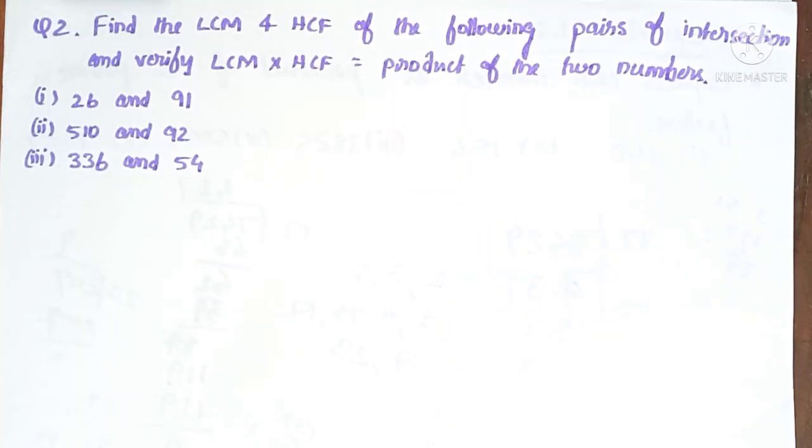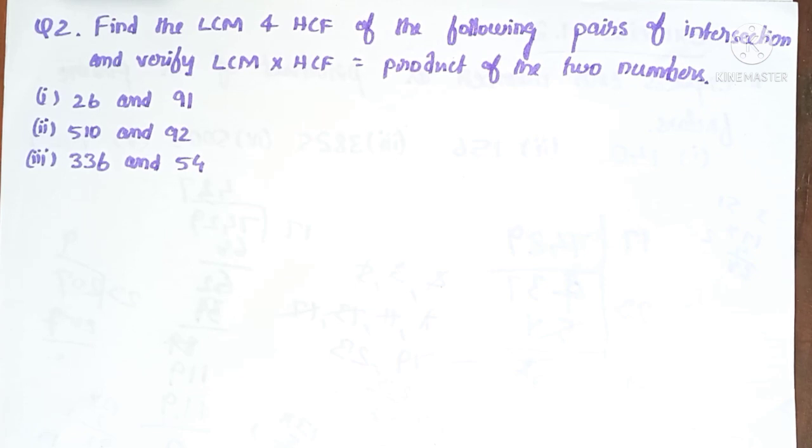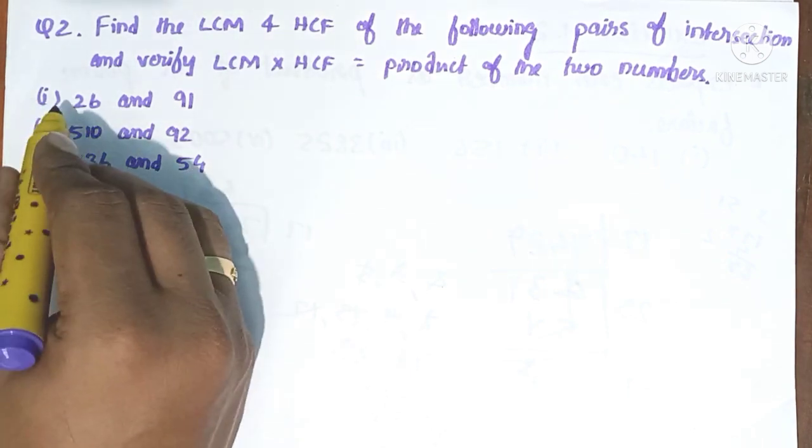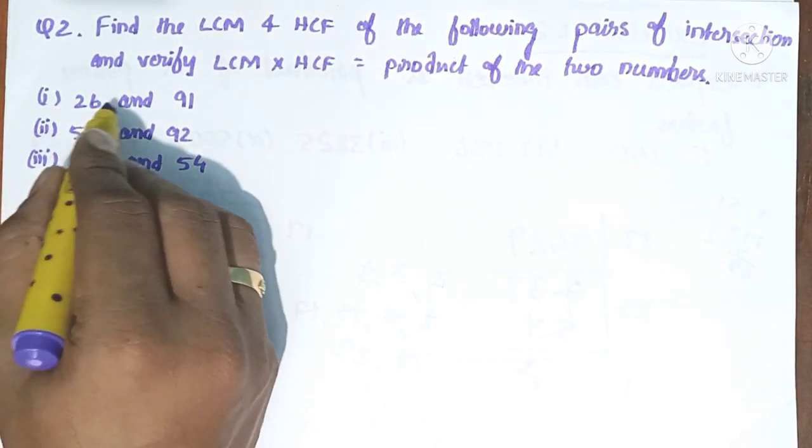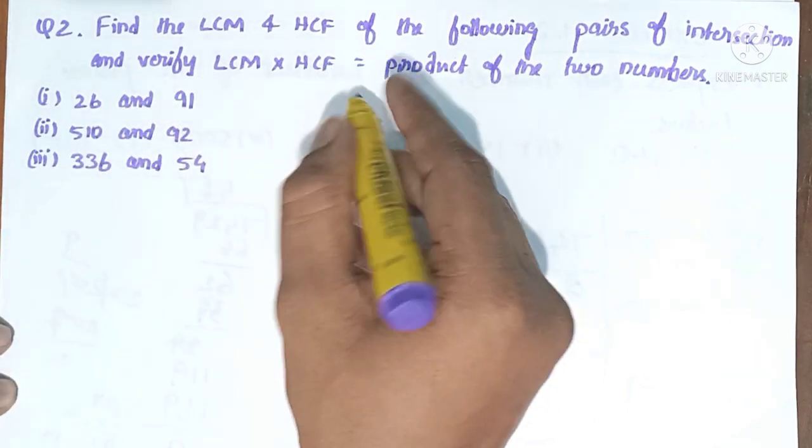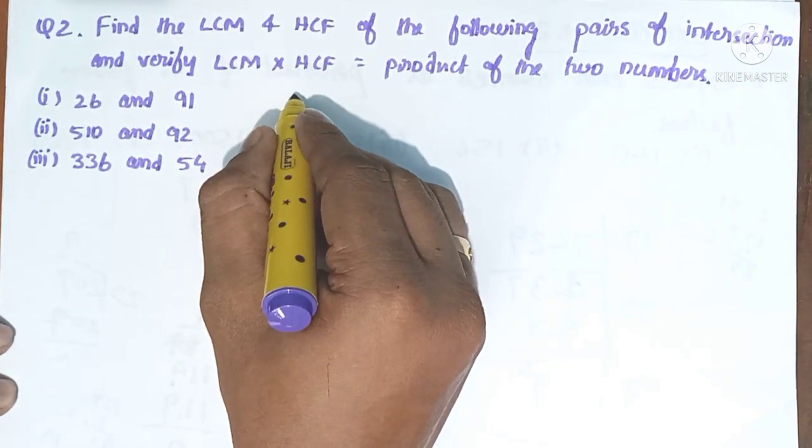Now let's see question number 2. So what is the question? Find the LCM and HCF of the following pairs of integers and verify LCM into HCF is equal to the product of the two numbers. Okay. So which is the first pair of numbers? That is 26 and 91. Okay. So we'll do that.